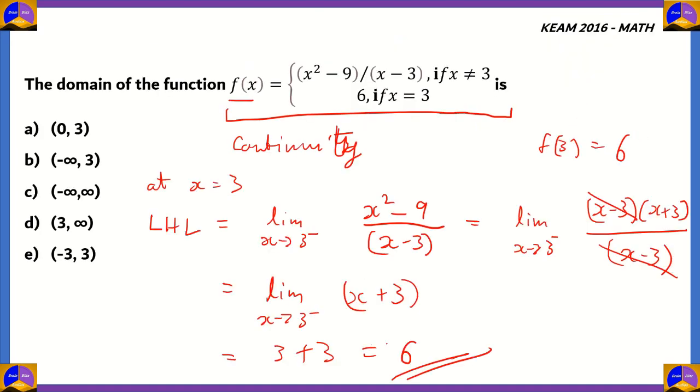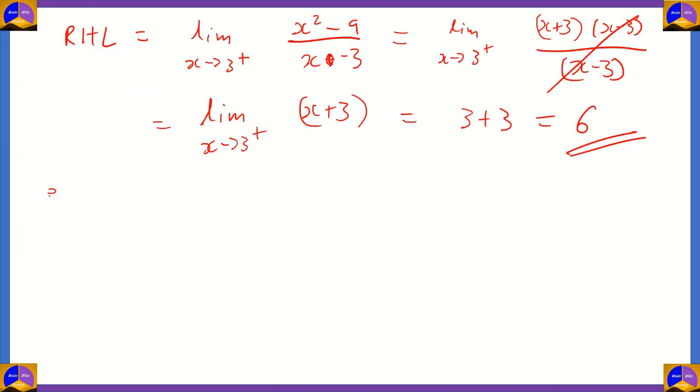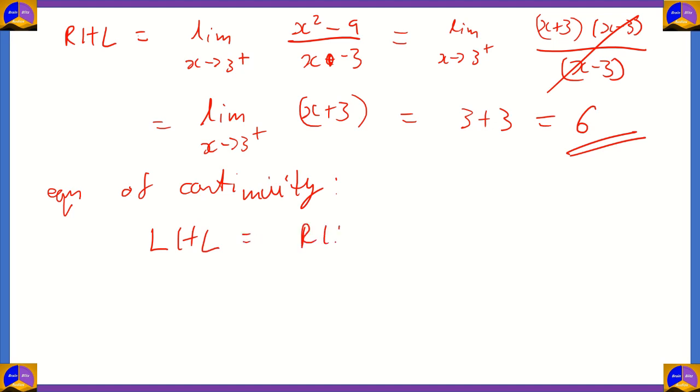So now we know that the left-hand limit is equal to 6, the right-hand limit is equal to 6, and also f of 3 is equal to 6. So the condition of continuity, which is left-hand limit equals right-hand limit equals f of a, is satisfied here.